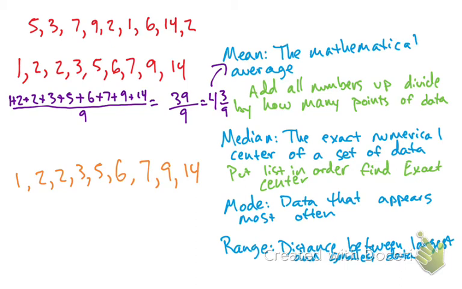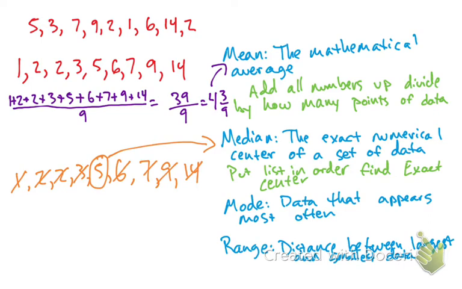In order to find the exact center, what I'm going to do is I'm just going to start crossing off numbers on both sides of my data until I end up with the same amount of numbers crossed off on both sides. In this case, I'm going to end up with 4 numbers on both sides and 1 number in the middle. Remember, we had 9 data points. So if I have 4 numbers on the left side, 4 numbers on the right side, and 1 number in the middle, I know that that number in the middle is exactly in the center. So that means that my median is 5 for this list.